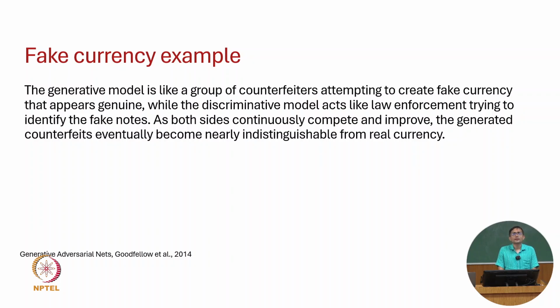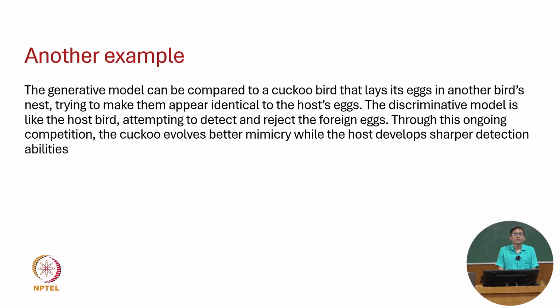Let us see yet another example. Think about the generative model to be a cuckoo bird that lays its eggs in another bird's nest, thus trying to make them appear identical to the host's eggs. The discriminator bird, in this case, you can think about, is the host bird, thus trying to detect and reject the foreign eggs.